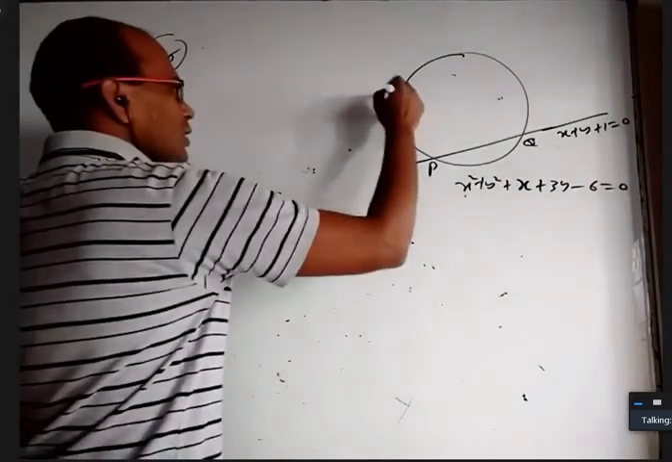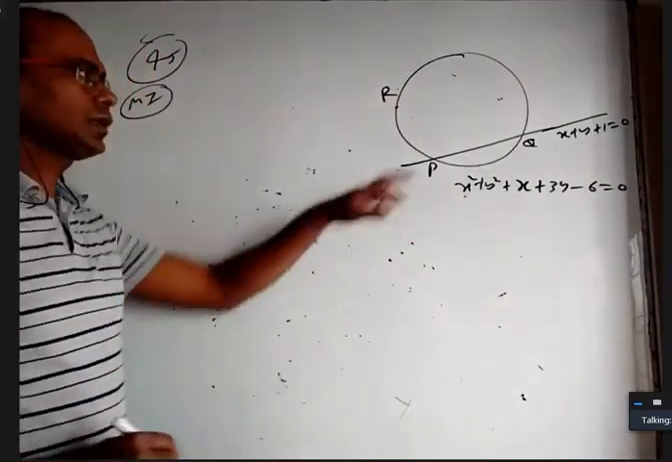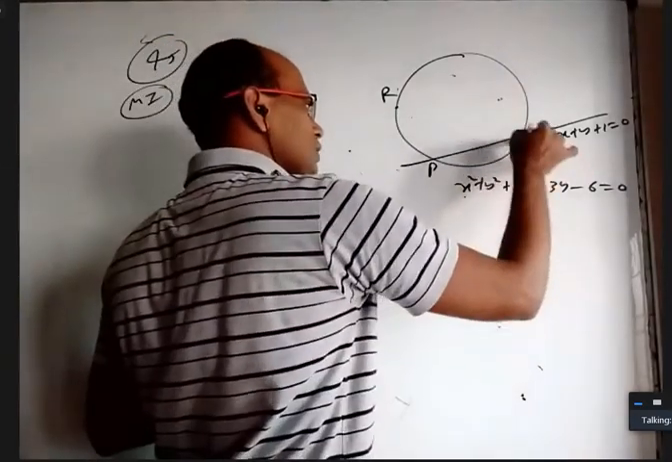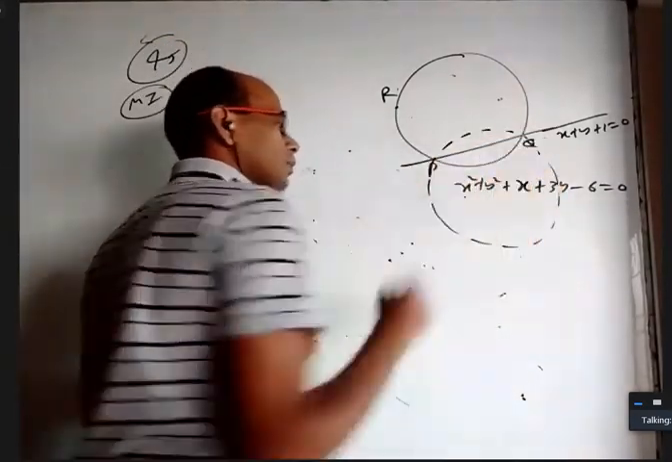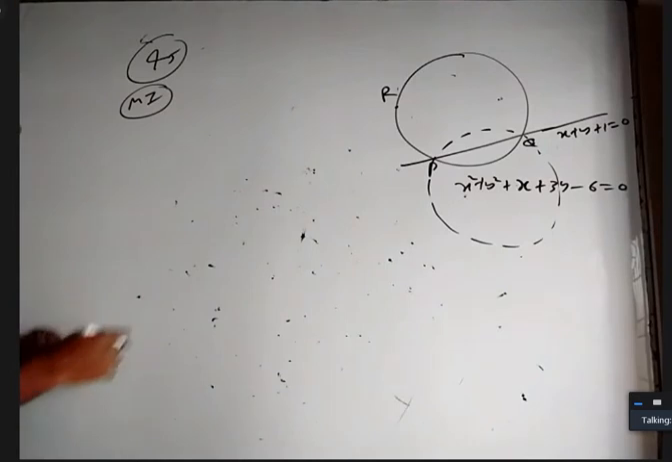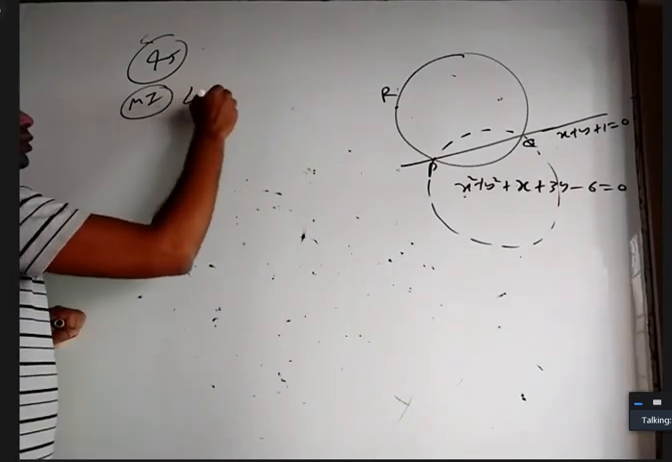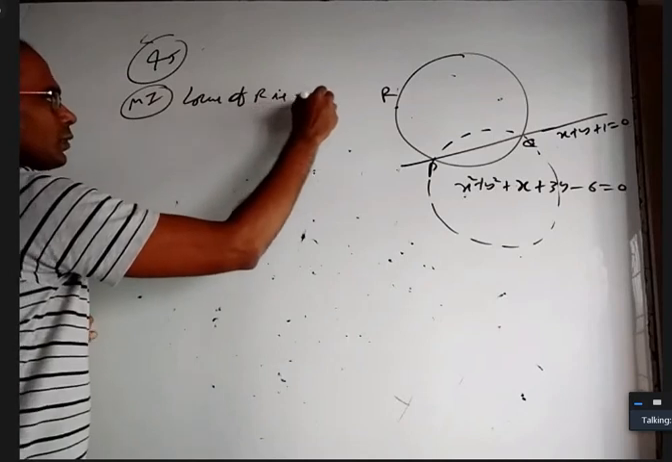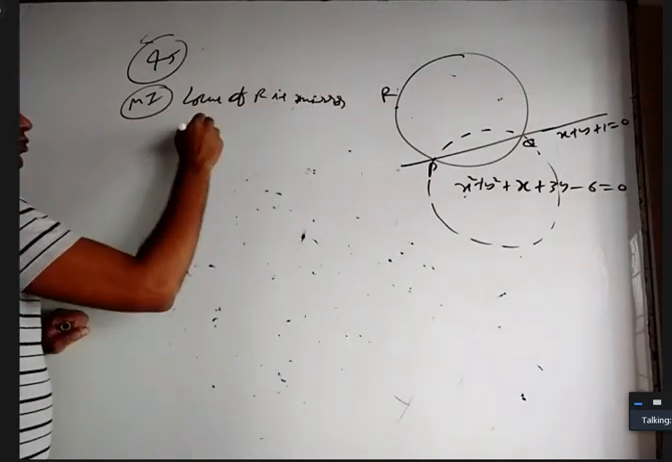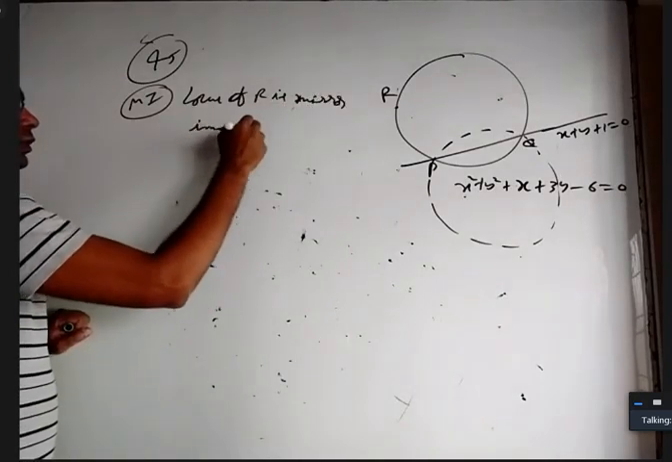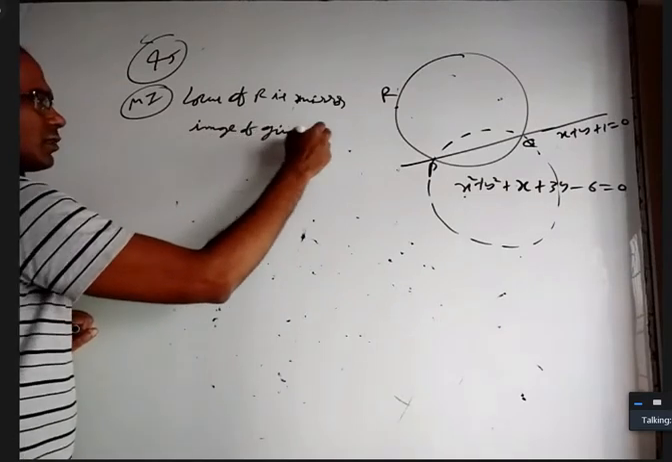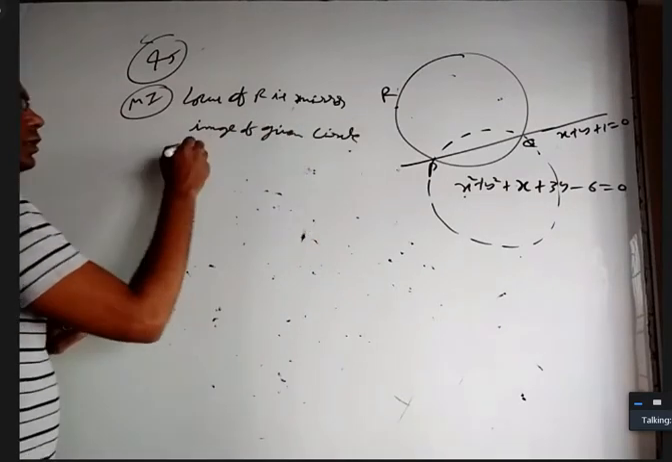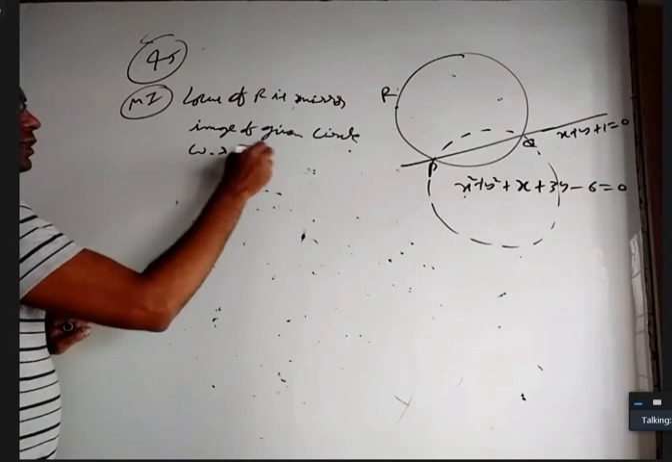So we already discussed. It will be the mirror image of this. It will be like this. We already discussed about it, so I don't have to. So the locus of R is the mirror image of the given circle with respect to the given line.